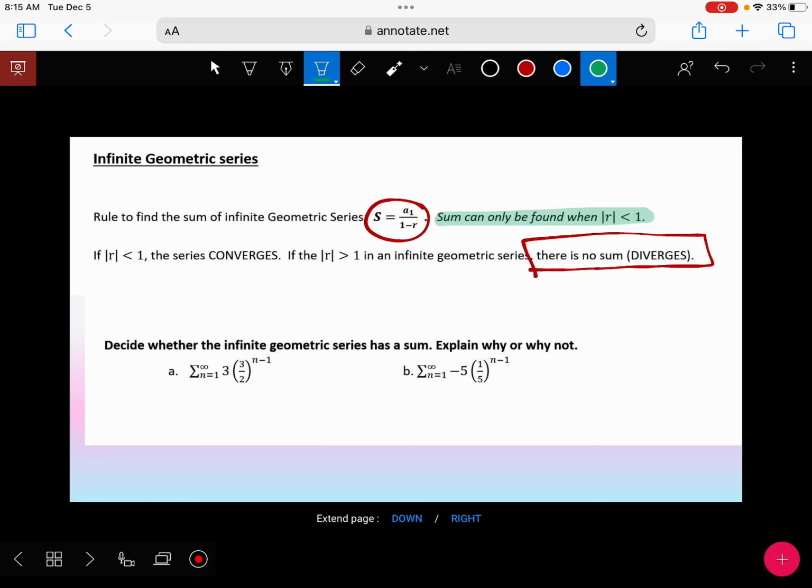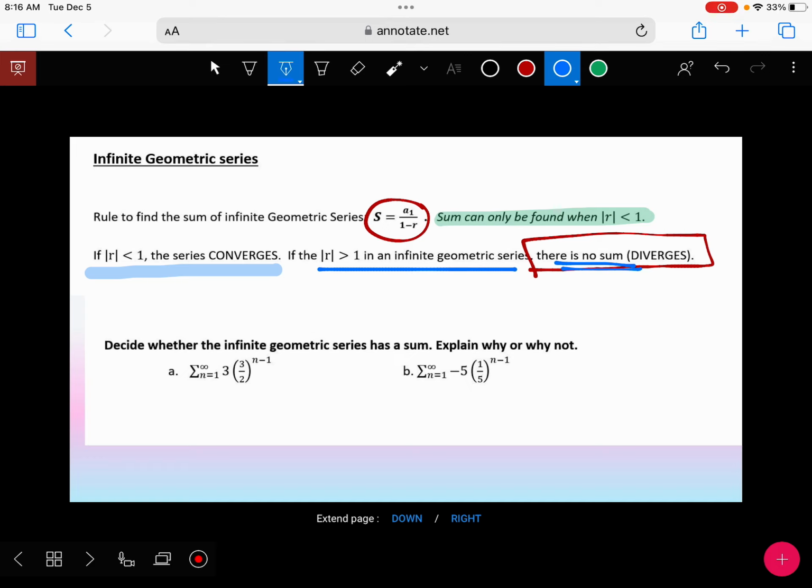But when you multiply by a number less than 1, that number is going to get smaller and smaller and eventually approach 0, which is why we call that converges. When the absolute value of R is less than 1, it converges. But if you have an absolute value that is greater than 1, there is no sum because it diverges.